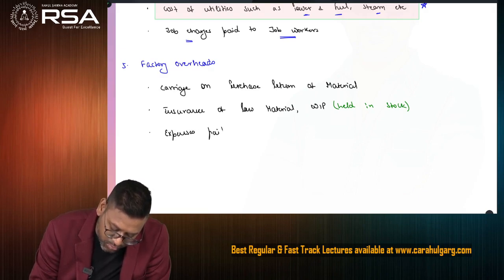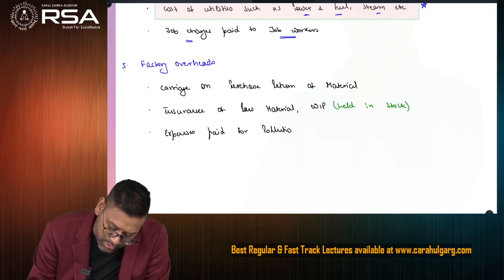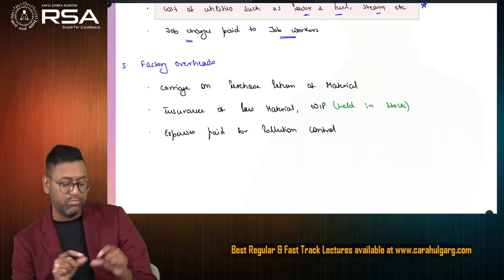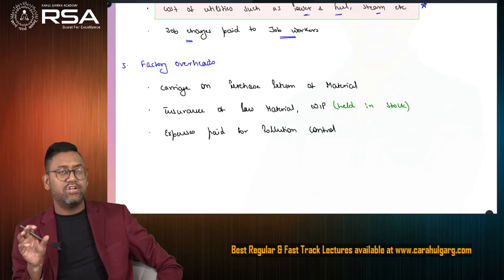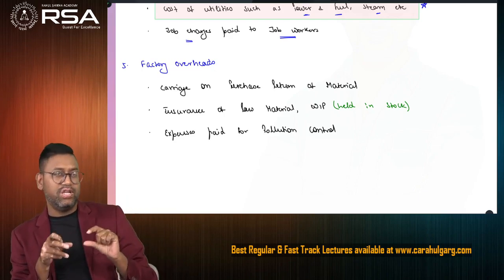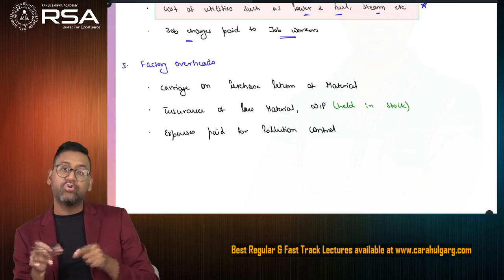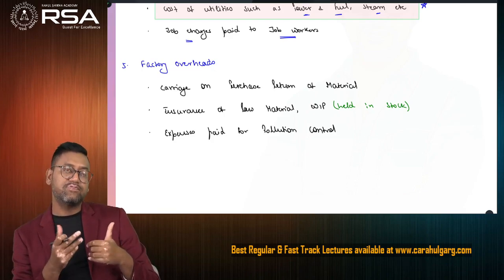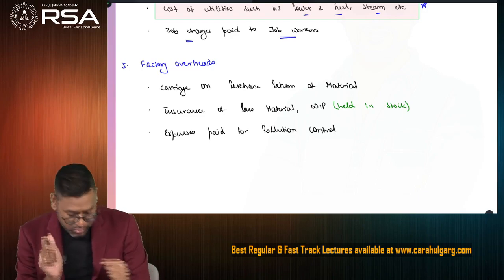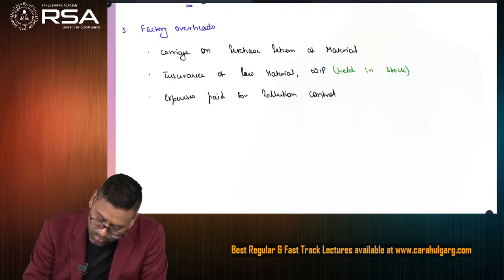Expenses paid for pollution control. So we are making the list of only the important points. Otherwise, it is very simple. I'm not making the whole list. Otherwise, it will be endless. For example, we wrote factory overhead. Now it is very easy to understand once we are solving a question. If there is any item which we think relates to the factory, it should go to the factory overhead. But yes, there are certain items where confusion may be there. So we are making the list for all such confusing items only. Expenses paid for pollution control.